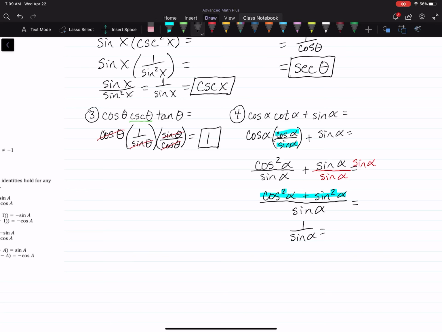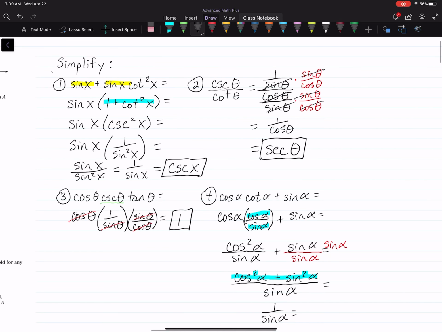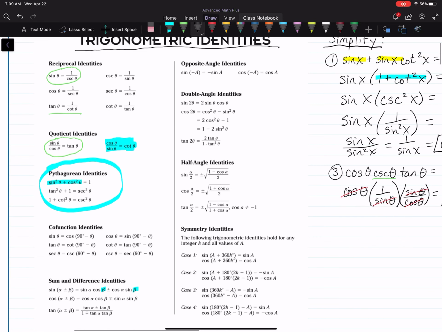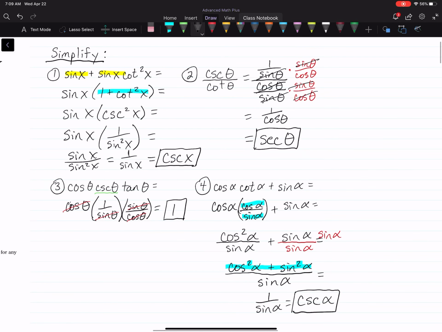And never, ever, ever leave your simplified answer. You're simplifying, remember, that's the direction, simplify. You don't want to ever leave it as a fraction because you can always do the reciprocal. So what is the reciprocal of 1 over sine alpha? Would be cosecant alpha. And that's it. That's 4 examples.